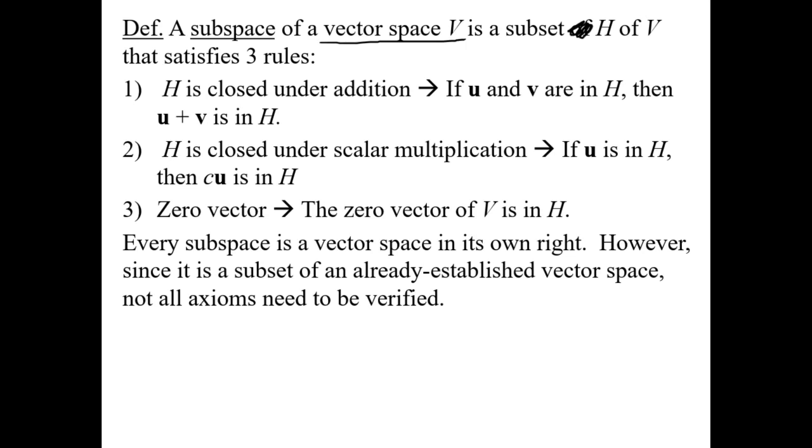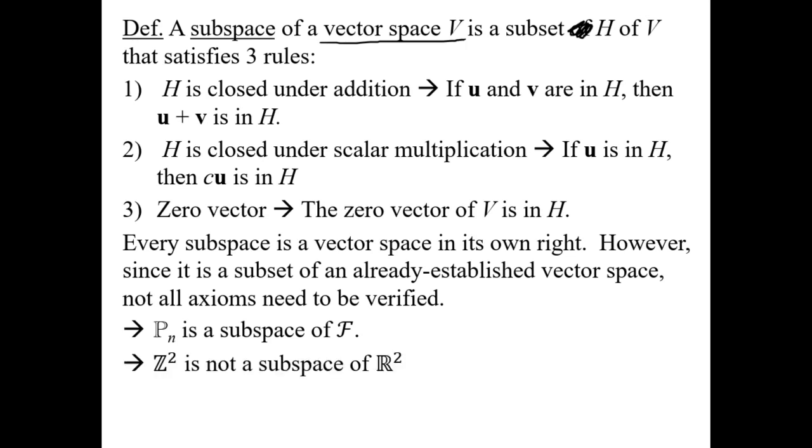A couple of examples we've already experienced. P sub n is a subspace of F, right? F is all the functions. P sub n is all the functions that happen to be polynomials of degree at most n. So for that reason, P sub n is a subset, and it is a subspace of F. Z squared is not a subspace of R squared. Z squared is certainly a subset, right? Everything in Z squared is also in R squared, but Z squared is not a vector space. It failed one property, so it is not a subspace.